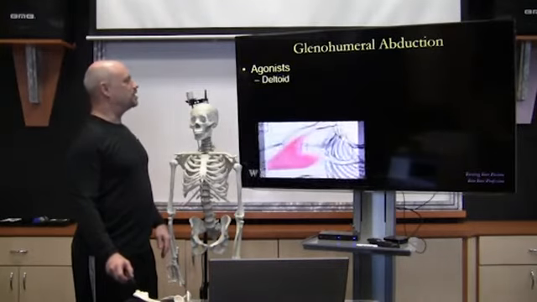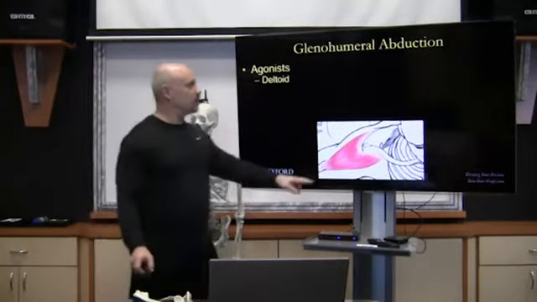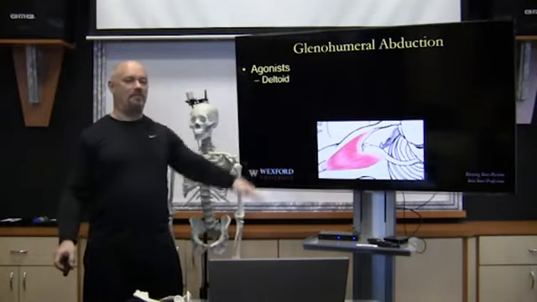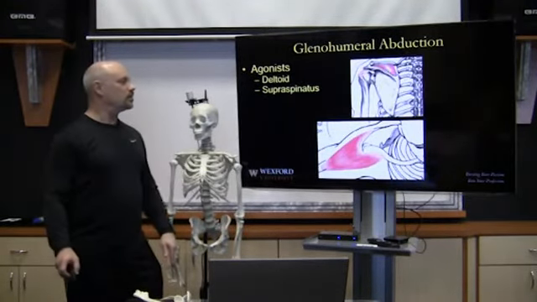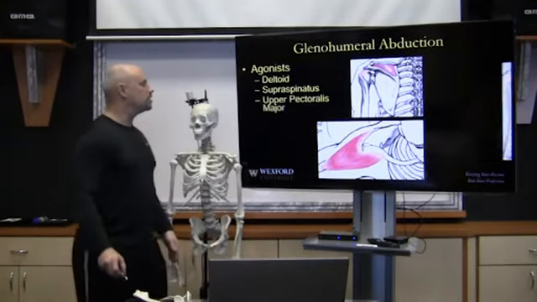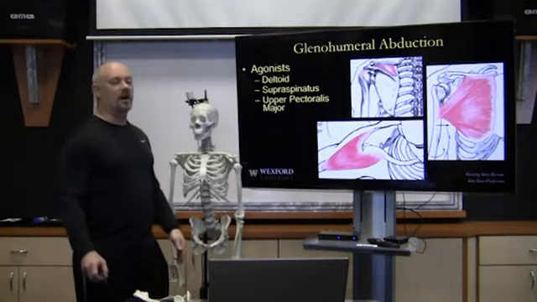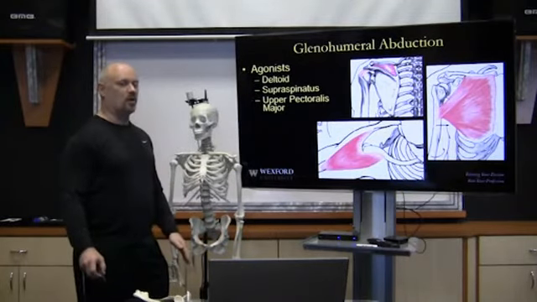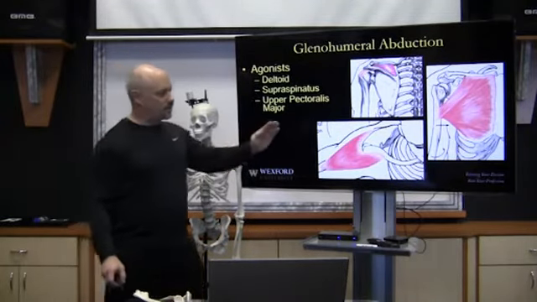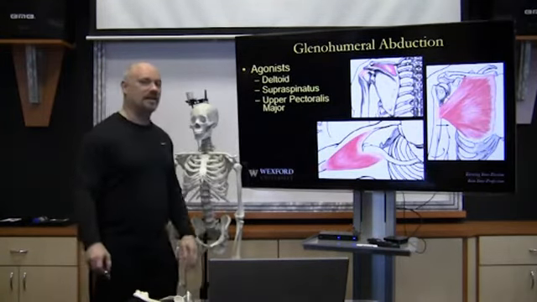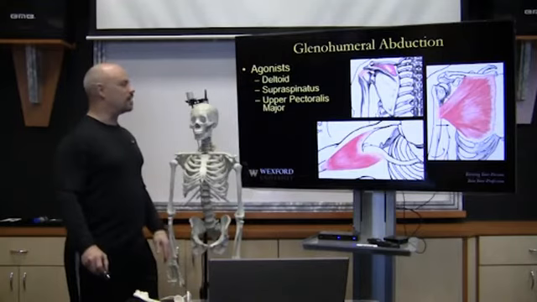Glenohumeral abduction: the deltoid, once again the medial deltoid, is what's supposed to do abduction. The supraspinatus, once again, starts abduction. The upper pecs are going to help in abduction as well, because look at the fiber arrangement. Look how they're pulling. They shorten, the insertion pulls toward the origin, and it's going to help raise the arm. Once again, an assisting muscle.